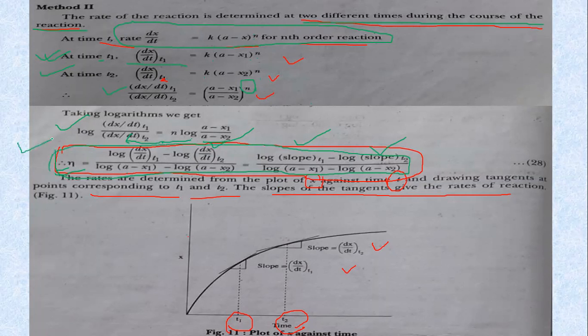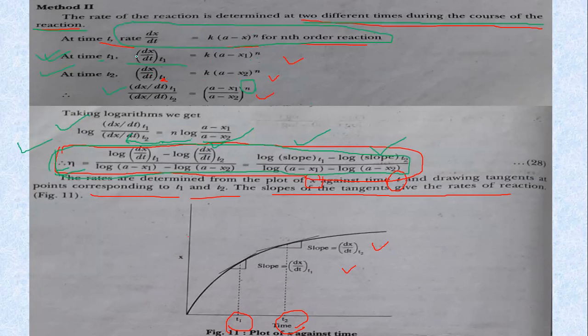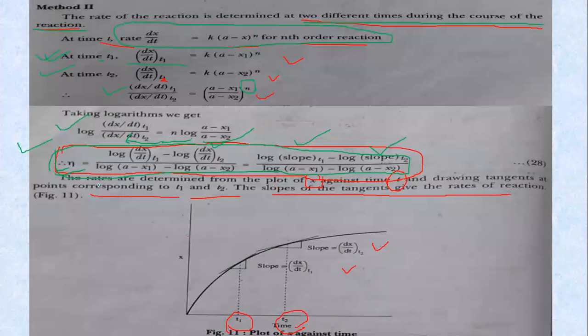Okay, these are the two methods, sub methods of the differential method. In the first method, two different concentrations were there. Now here, at two different times you are finding out the slope, and there at two different concentrations you were finding out the slope.